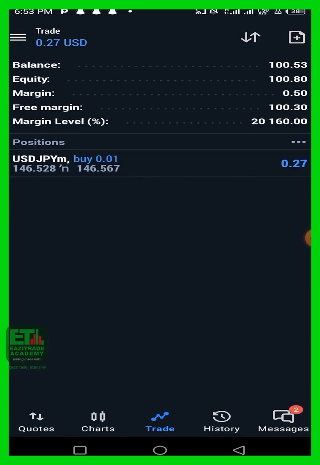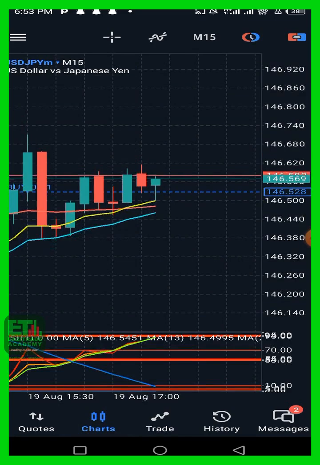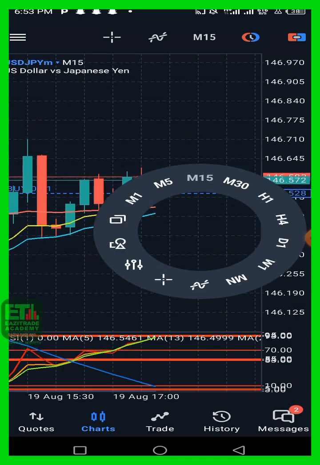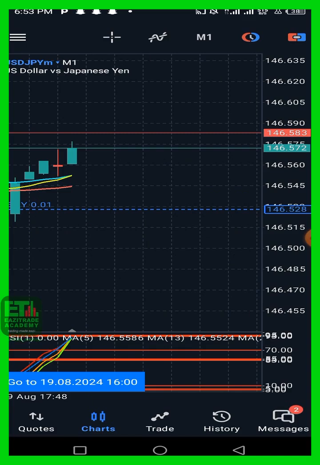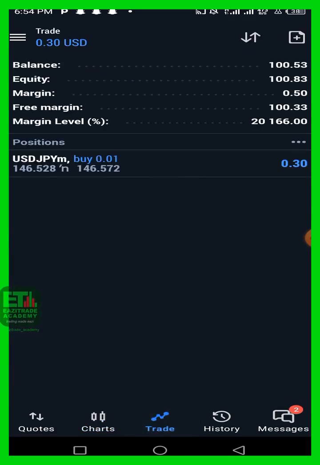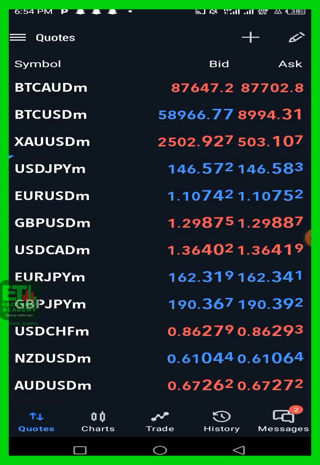Remember I said minimum 0.30 cents to maximum 0.50 cents. So it's a win trade, because it has met our minimum exit. But you can wait a little longer if you want to. It's a win trade, as seen here. Now let's take a look at other pairs.